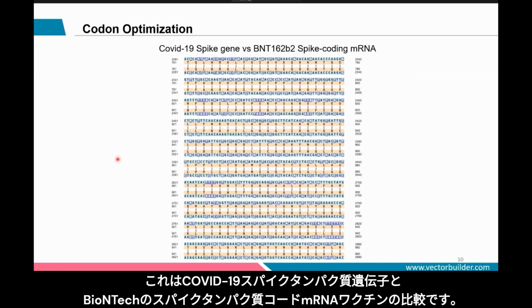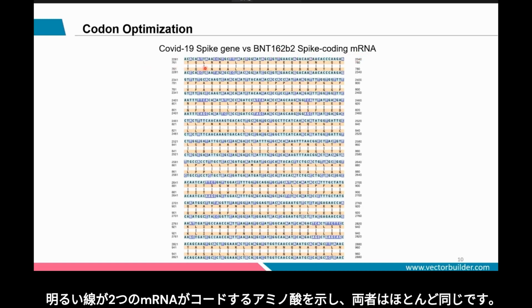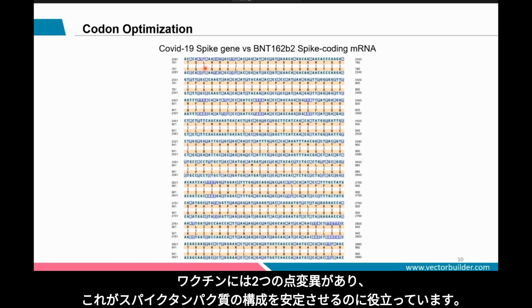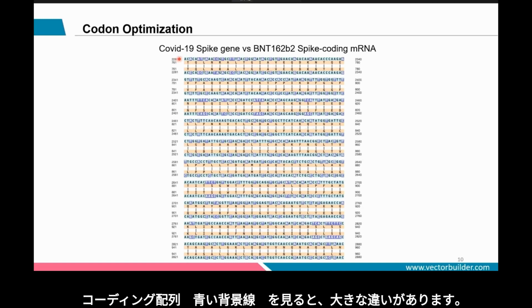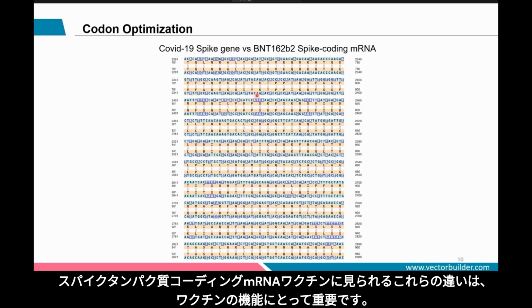Here's another good example that shows the importance of codon optimization, comparing the COVID-19 spike gene versus BioNTech's spike coding mRNA vaccine. You can see that the red line indicates the amino acid, and the two mRNA codes are almost identical, with only 2 point mutations that the vaccine has, which help to stabilize the configuration of the spike protein. But when we look at the coding sequence, which is the blue background lines, you can see there are huge differences. And those differences found in the spike coding mRNA vaccine are critical for the function of the vaccine.